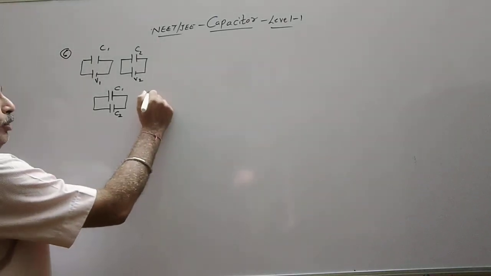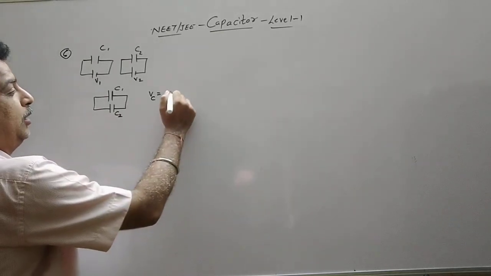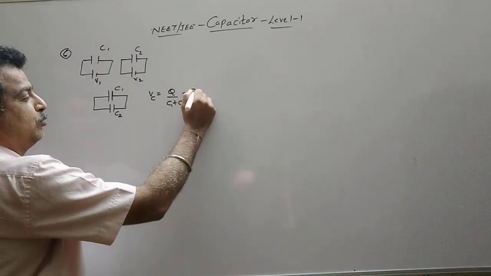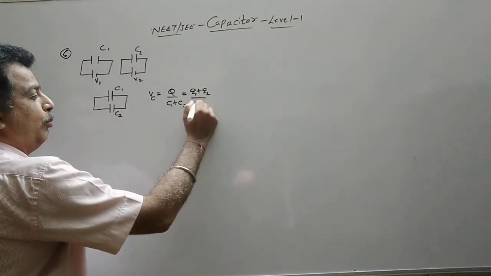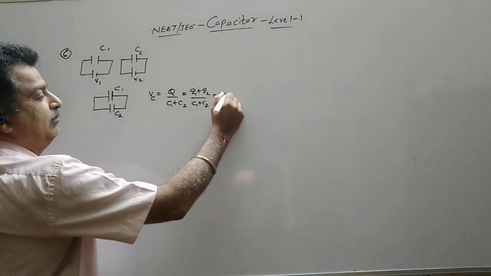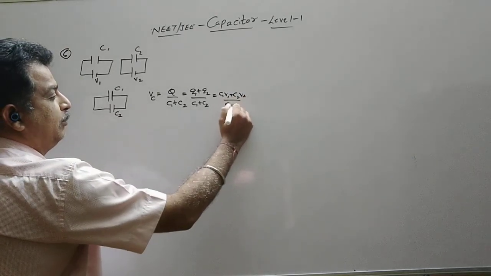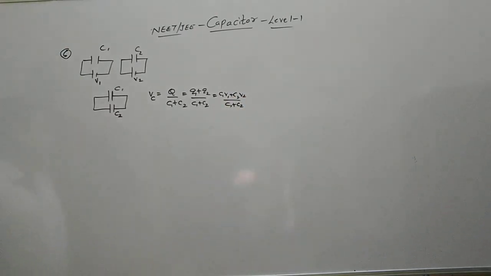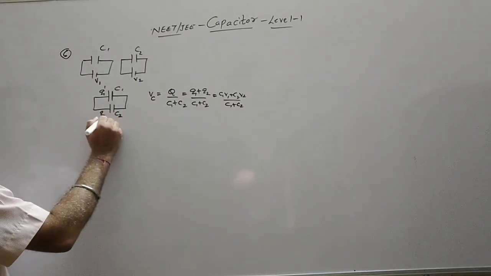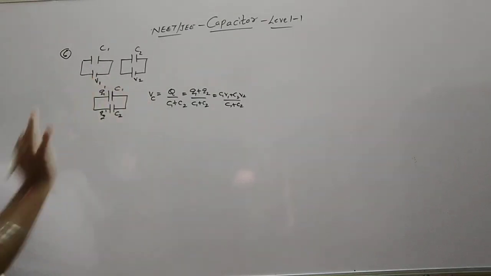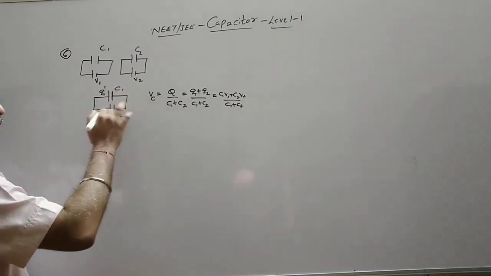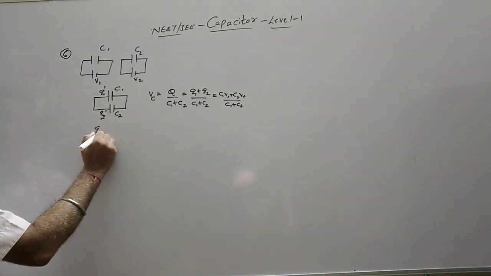So what is the formula for common potential? Common potential can be written as total charge divided by total capacitance. This total charge will be equal to Q1 plus Q2 upon C1 plus C2, and we also know that this can be written as C1 V1 plus C2 V2 upon C1 plus C2. Now suppose after connecting with the wire, the new charges are Q1 dash and Q2 dash. Now they will have the same potential. So even if I find out the value, this common potential will be cancelled because I have to find out the ratio of the charge.